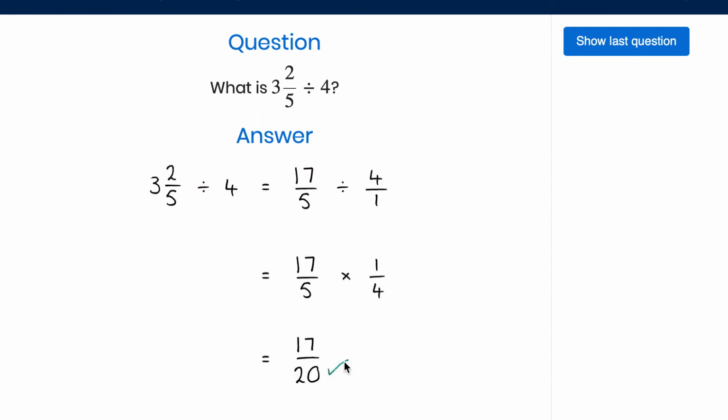You might also like to view our video on dividing a whole number by a fraction, which is very similar.